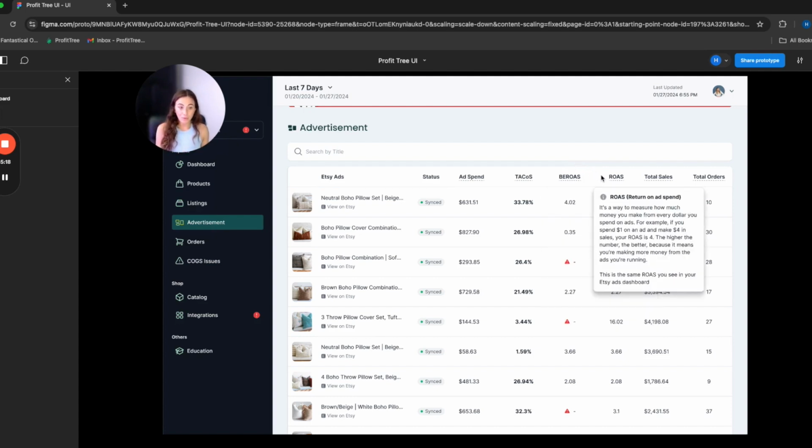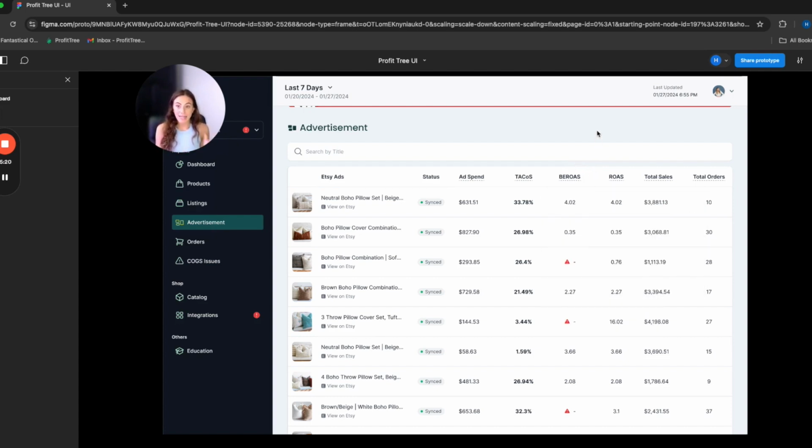Remember, ROAS is your spend against the same revenue that you see inside of your Etsy ad account, which is the green and the blue that you see here, right? And that is what they call ROAS. It is true ROAS. It does not include organic sales. And what's really cool is because now you have your break-even point right next to it, you don't have to try to use the calculator and calculate it yourself.